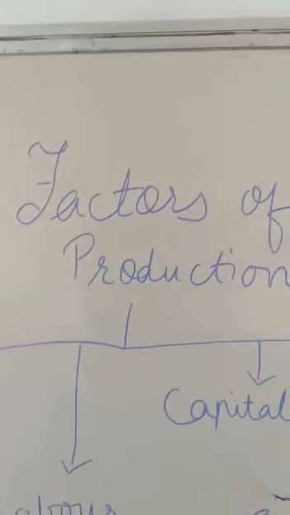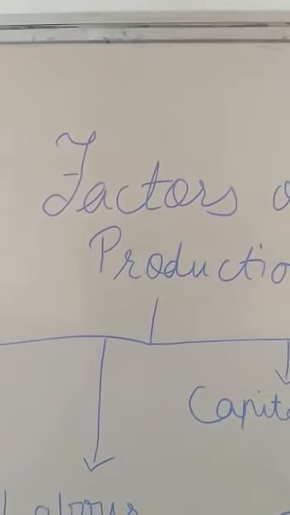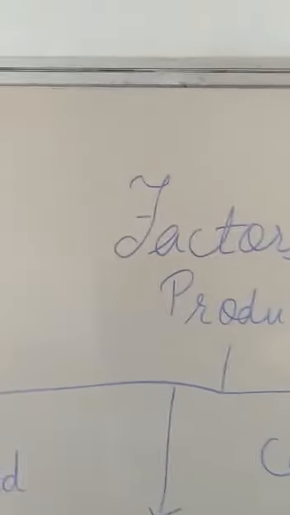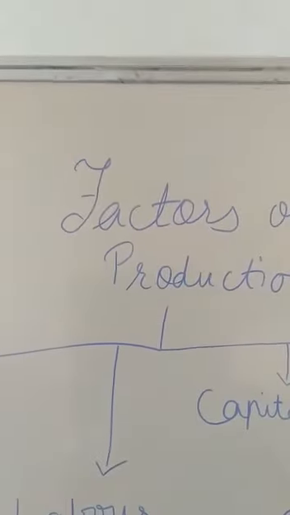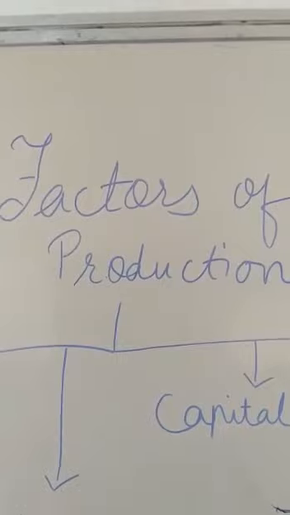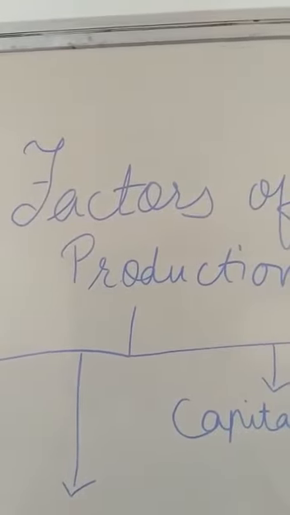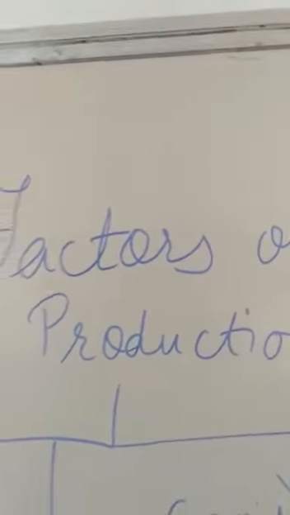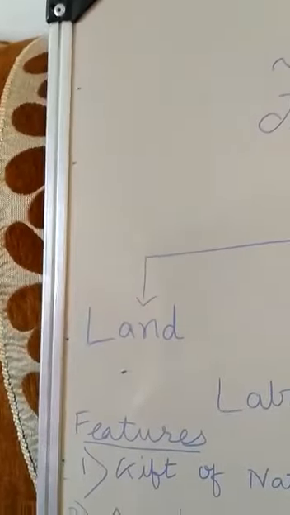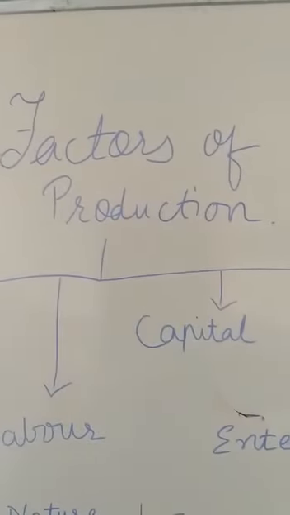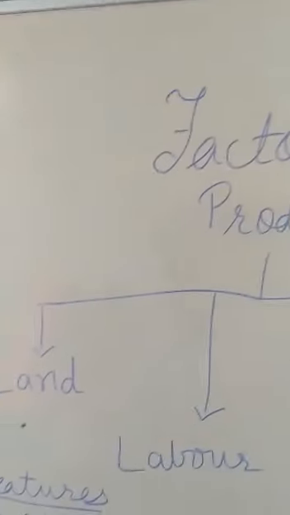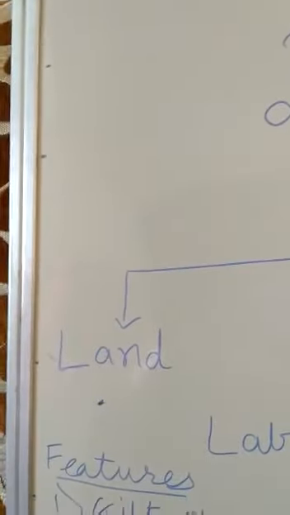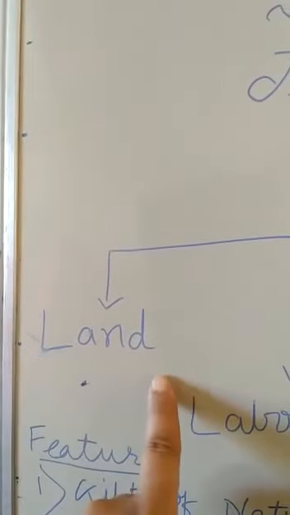That is called production. Now, here we are going to study what the factors of production are. Factors of production means the things which help in the production process. So there are mainly four factors of production, that are land, labor, capital and entrepreneur. Today we are going to learn about the first factor of production, that is land.